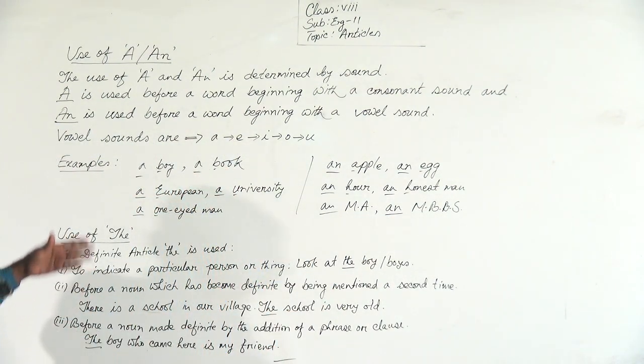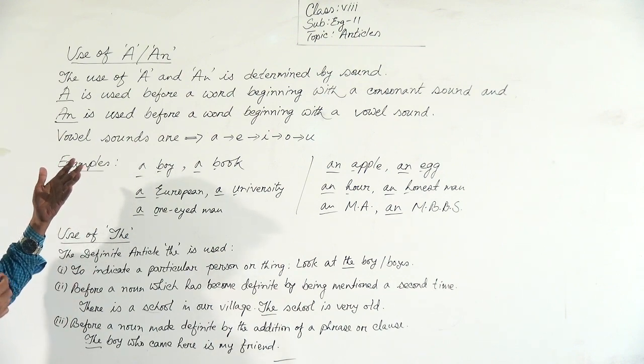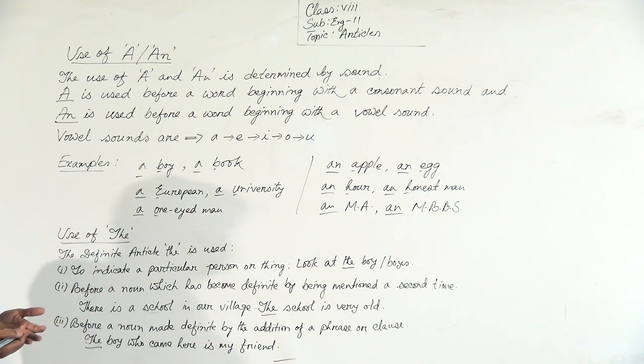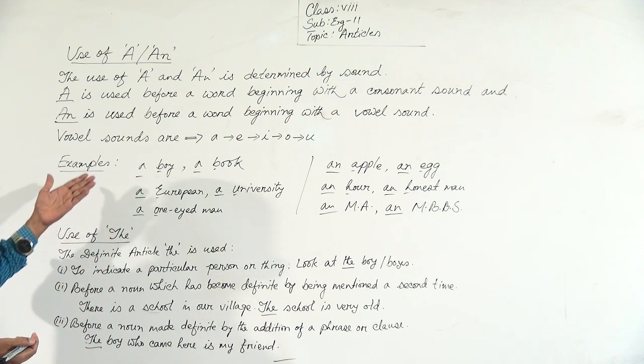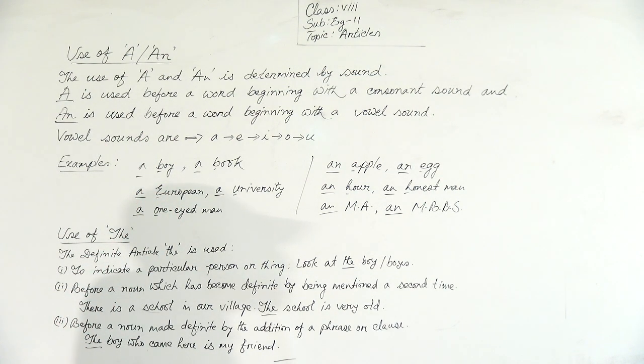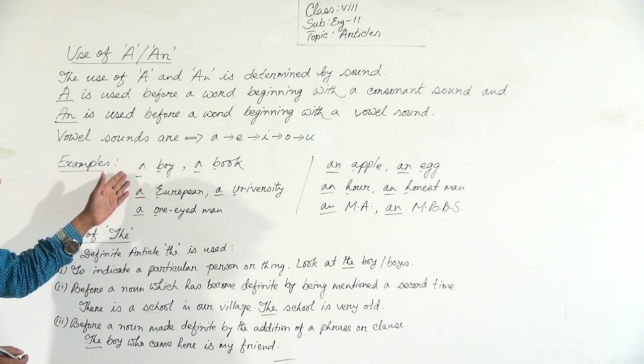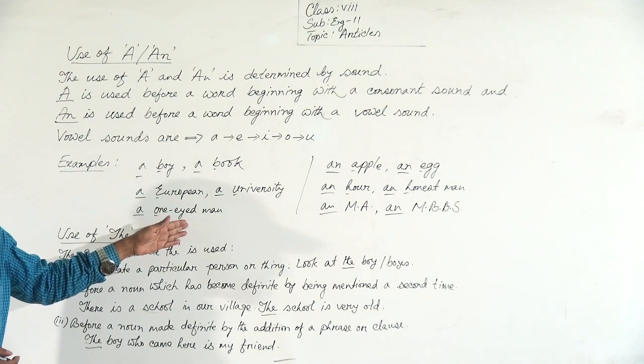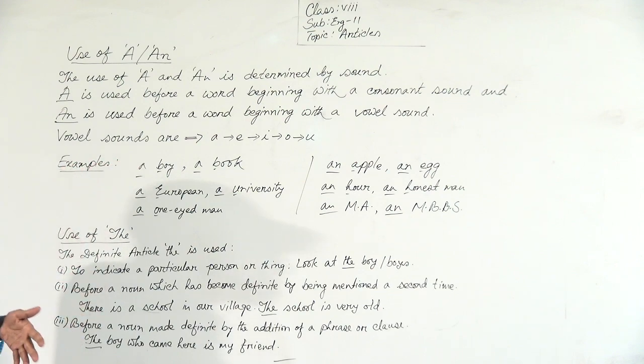Okay, dear students, in these examples we have seen how A is used before a consonant sound and how AN is used before a vowel sound. I think if you understand these examples, then it will be clear to you where we use A and where we use AN.